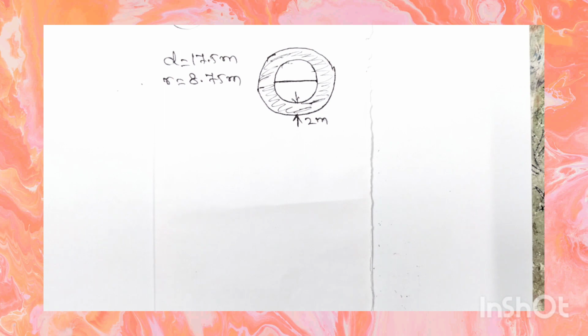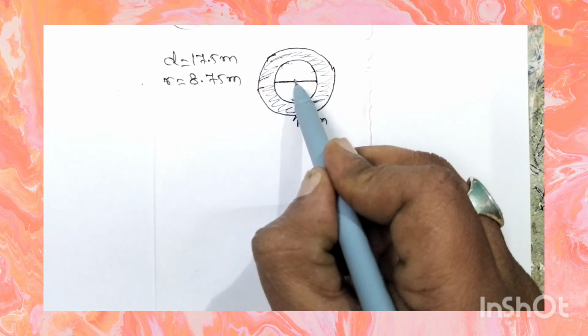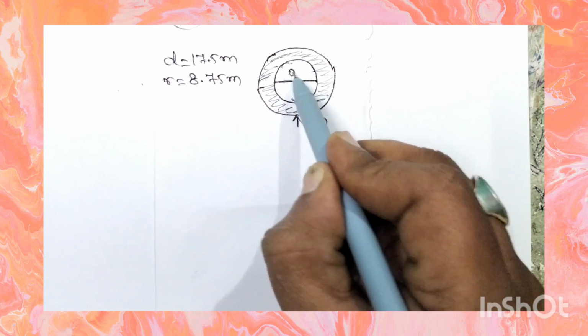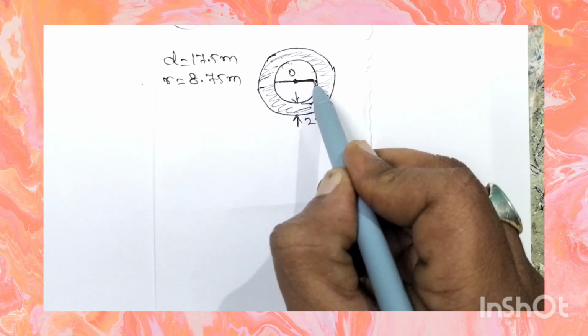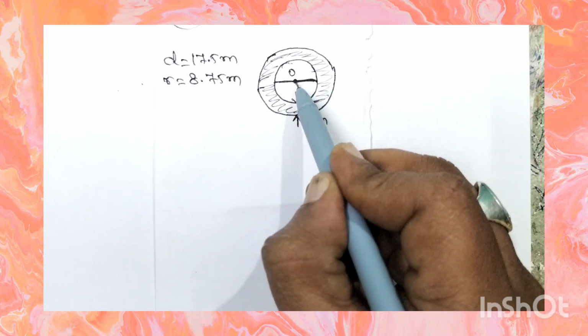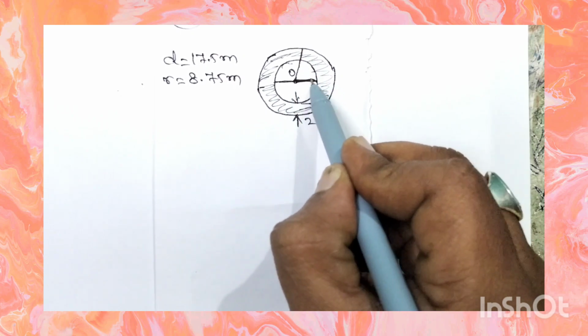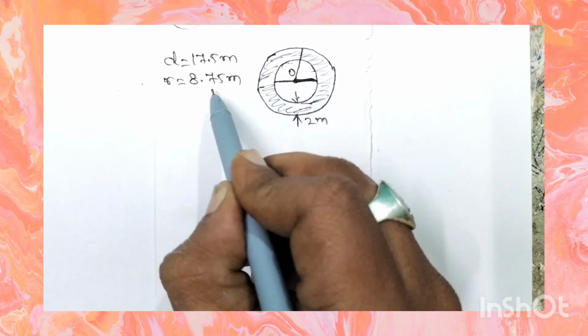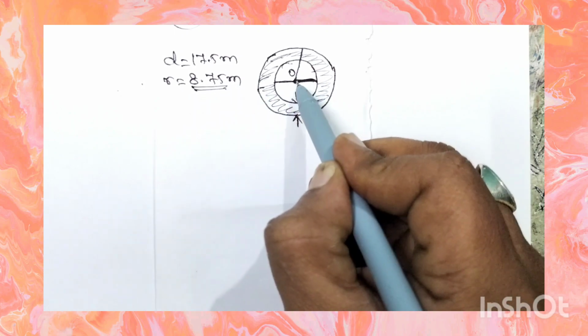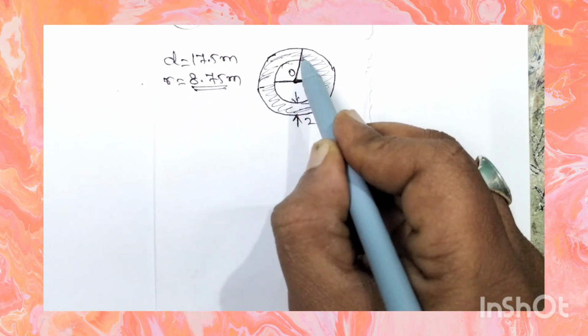Now this is the center of the circle, this is the internal radius. This is the radius of the inner circle, which is 8.75 meter, and this is the radius of the outer circle.